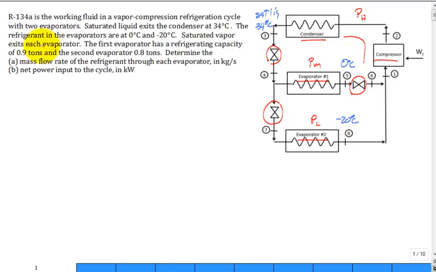And saturated vapor exits. That's a standard assumption for what comes out of the evaporator. It could come out slightly superheated. Normally there is a little bit of superheat, 1 or 2 degrees F, or not much superheat. But here in this problem, they're coming out as saturated vapor at 0 degrees C, the intermediate pressure evaporator, and then negative 20 degrees C.